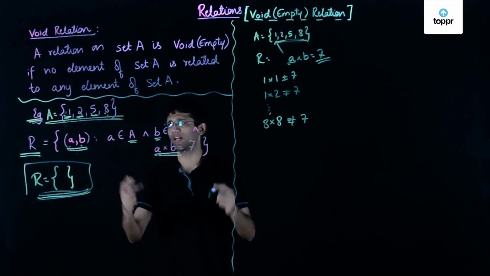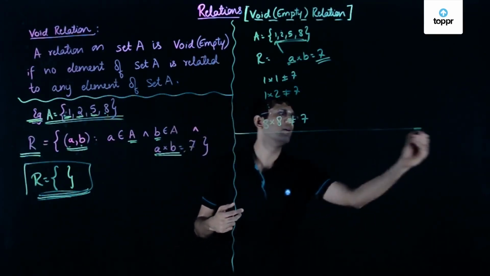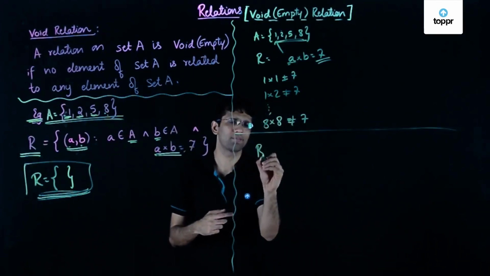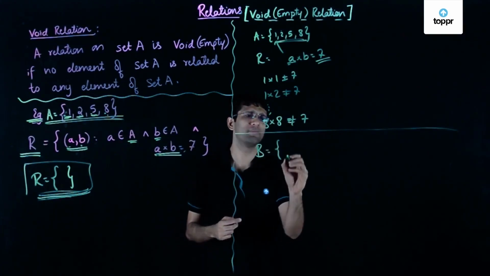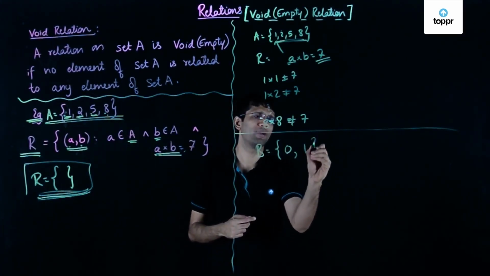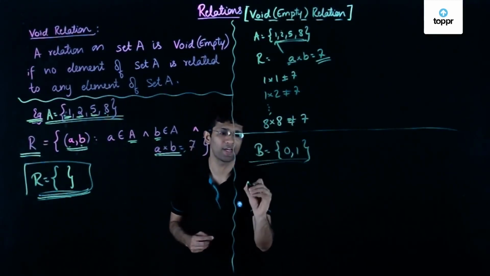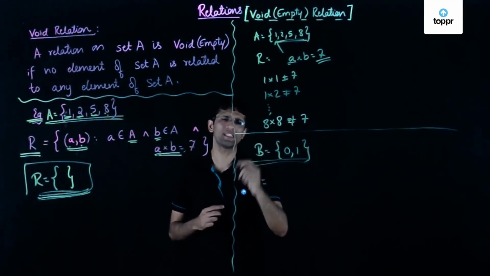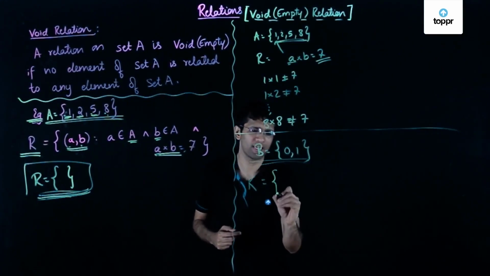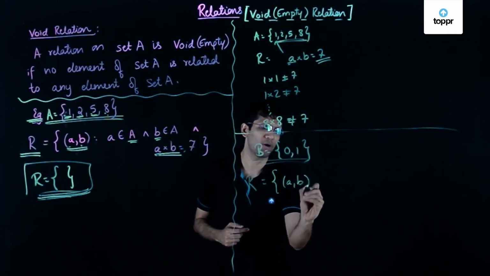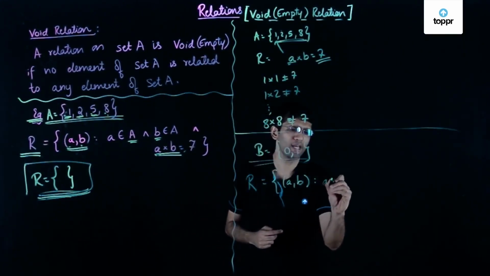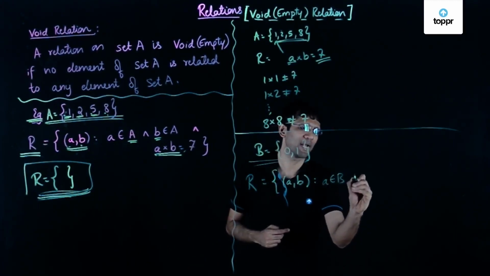To see an example of another empty relation, let us now define a set B this time, and the set capital B can be said to consist of elements 0 and 1. So we've taken a set B consisting of these elements, and suppose I have a relation R defined on the set B such that we are interested now in the ordered pairs of the form A comma B such that both A and B belong to the set capital B.